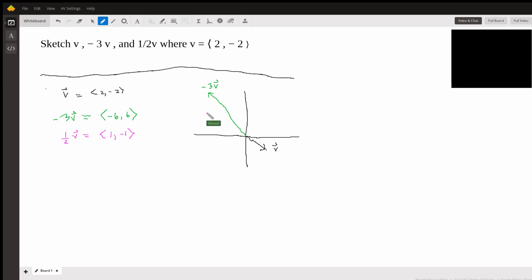So 1 negative 1. So it's going to be right here, and that lies on top of v would be 1/2 v. So you can see why I wanted to do this in color, so you can see things clearly, because 1/2 v and v are collinear. They lie on the same line, they just have different magnitudes, different lengths.